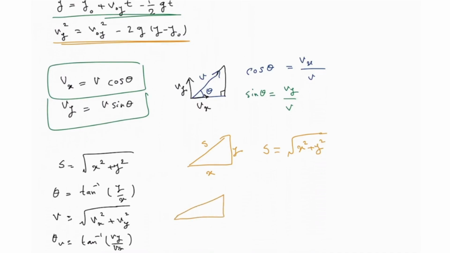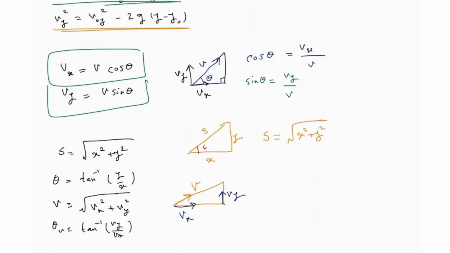It also makes a right triangle. This is the total velocity, and each of the sides of this triangle represents Vx and Vy. Also for the angle, we know that this is theta, and this is theta V, or the angle of the velocity with respect to the x-axis. And we know that in a right triangle, tangent of theta is equal to the opposite side divided by the adjacent side. And the same thing for the angle of the velocity with respect to the x-axis.